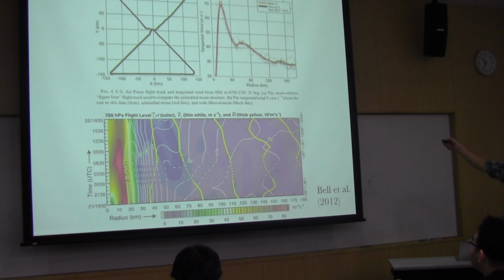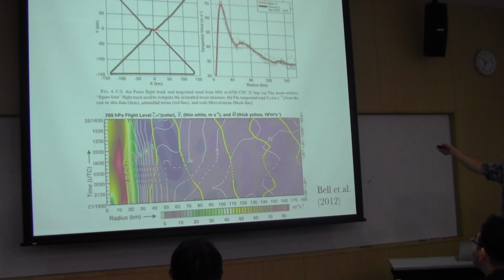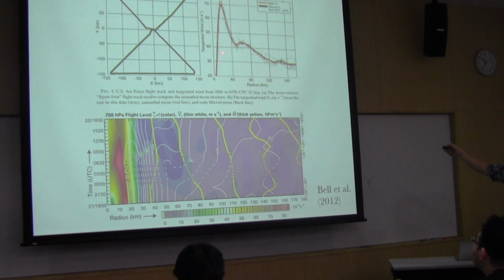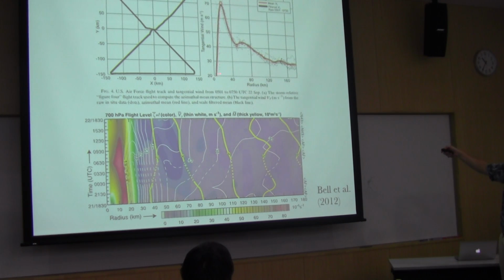And so this is an example of one of those passes from the U.S. Air Force at 700 millibars. There's the flight track in a storm relative sense, with 0, 0 being the center. The dots are the raw measurements over the approximately 2-hour period it took to do this plot. You can see there's a lot of noise in the raw measurements. But if we take the azimuthal average of that, you get the red line here.